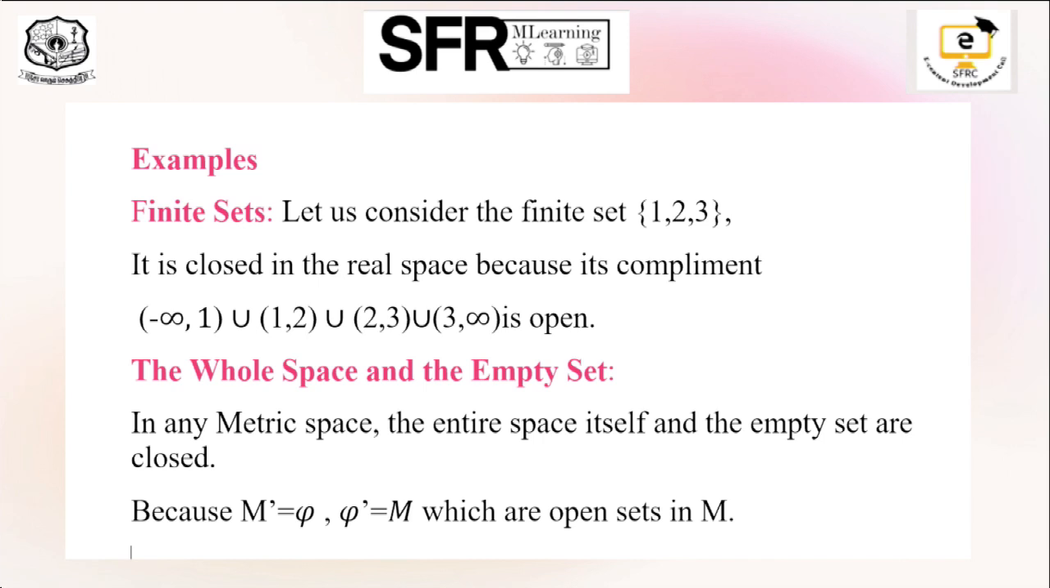Next we pass on to the closedness of the whole space and the empty set. For the whole space, the complement is empty, and for the empty set, its complement is the whole space M, which are both open in M. Therefore, in a metric space, the empty set and the whole space are always closed.